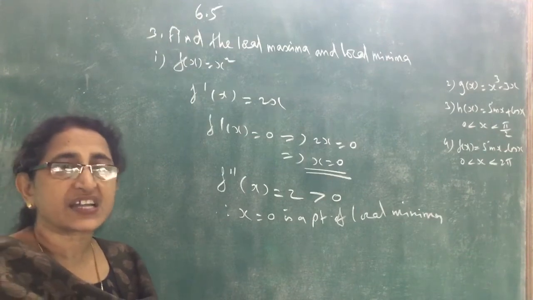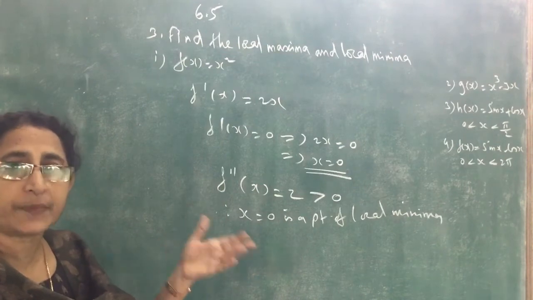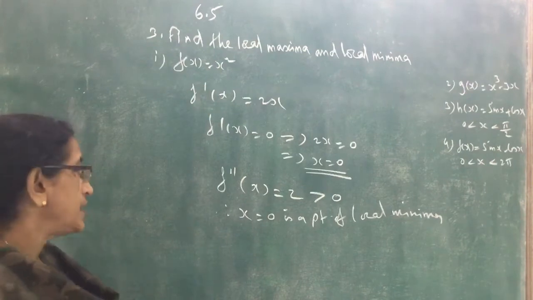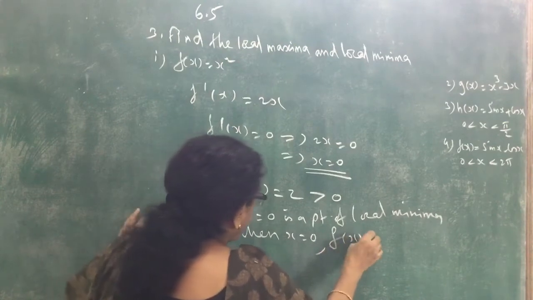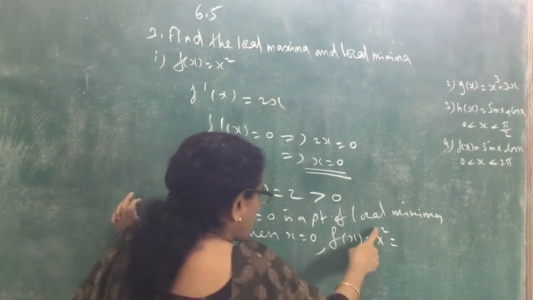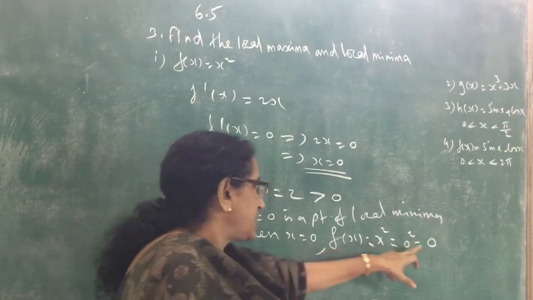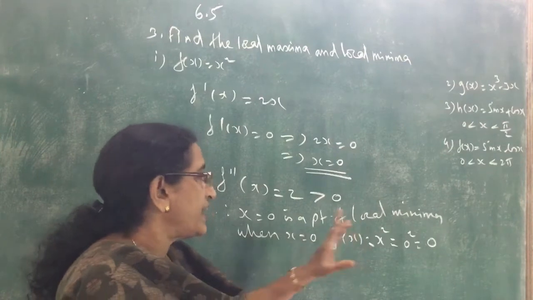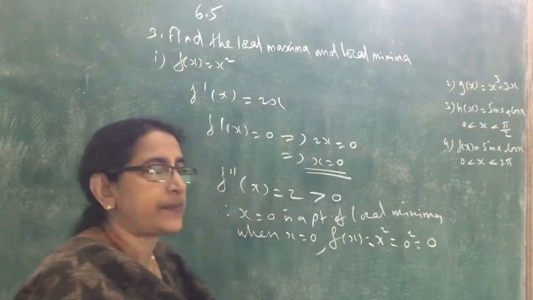Now we have to find the corresponding local minimum value. To find the corresponding local minimum value, we have to substitute in the given function f of x. So when x equal to 0, f of x equal to x square, that is 0 square, which equals 0. Therefore f of x equal to 0, or we can say f of 0. When x equal to 0 means f of 0. f of 0 is the local minimum value. So this 0 is the local minimum value.